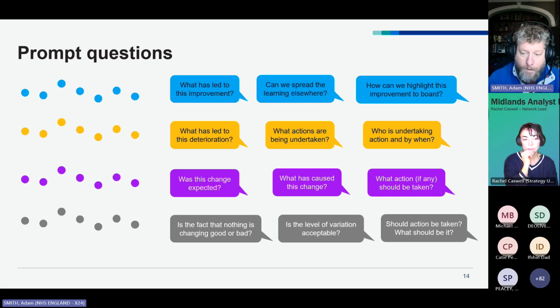Then the grey common cause dots is the fact that nothing is changing, is good or bad. So grey is not always good. Common cause, normal variation is not always good. We then want to look at the level of variation and the width of the process limits. So is that level of variation acceptable? What action should be taken and what should it be?